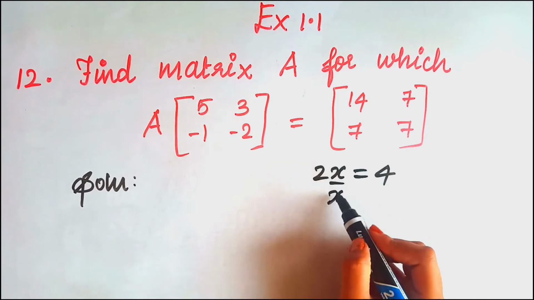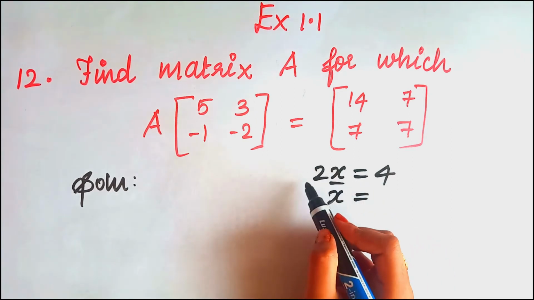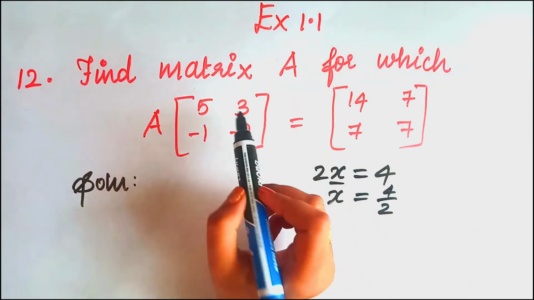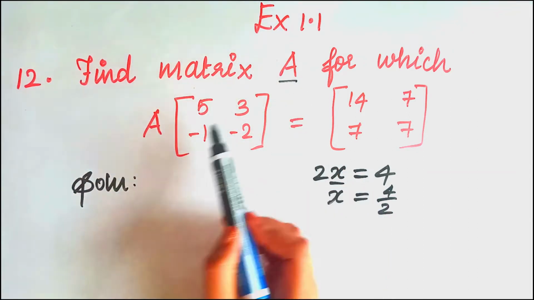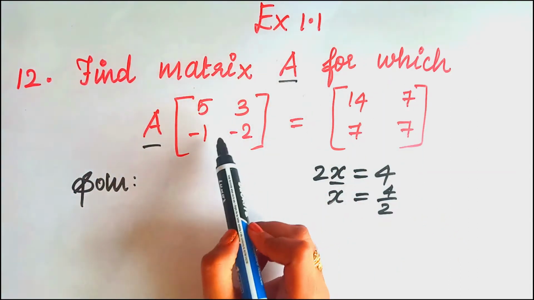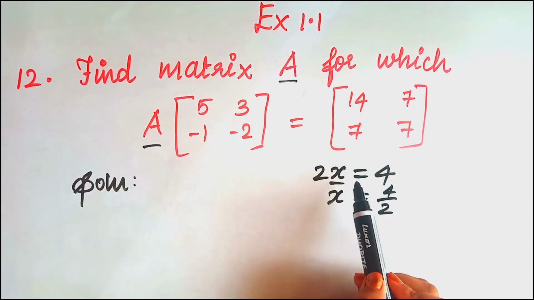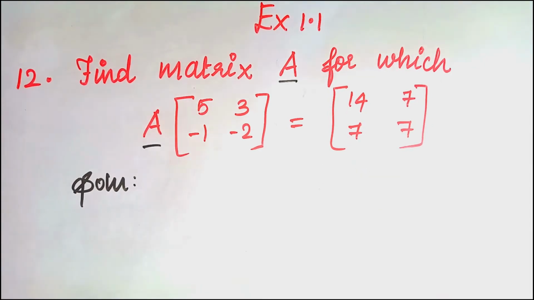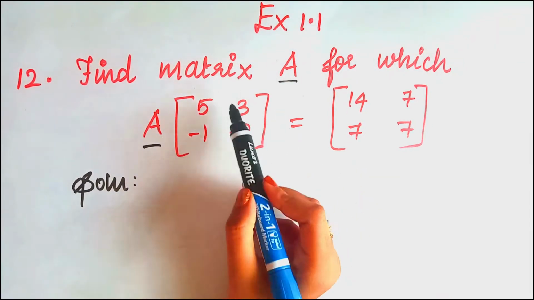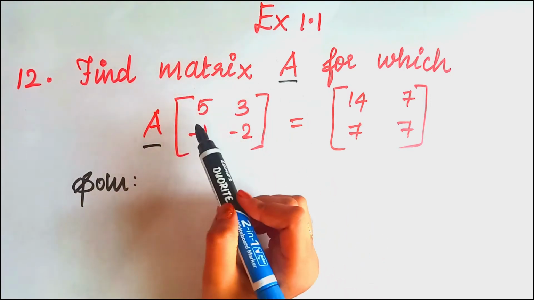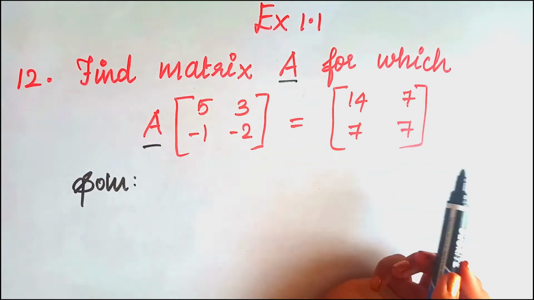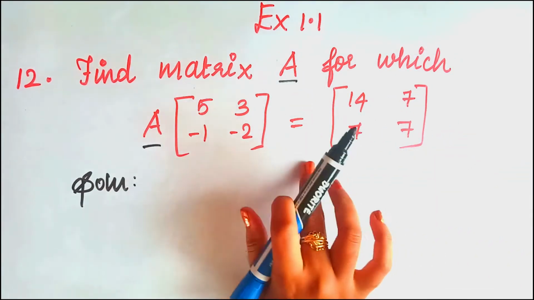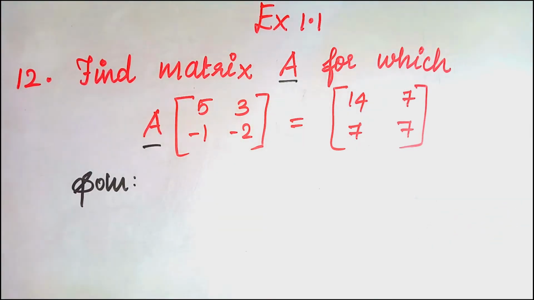We have to put the x on the left hand side and we have to take the 2 to the right hand side, so that you will get 4 divided by 2, right? So here likewise, we have to find the matrix A, for which they have given a matrix like this. So we have to use the same method here, which means we have to keep the A on the left hand side and take the whole matrix to the right hand side. But it's too hard, right? We have to take this whole matrix to the right hand side and divide by it, so it's a lot of work.